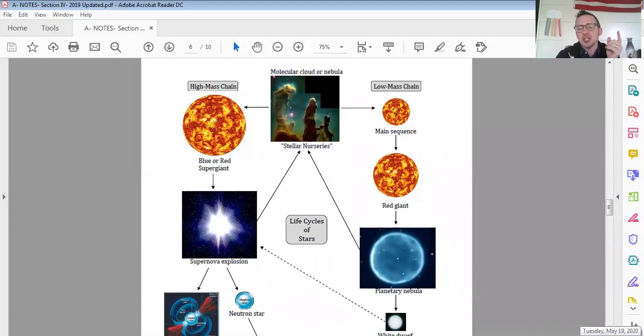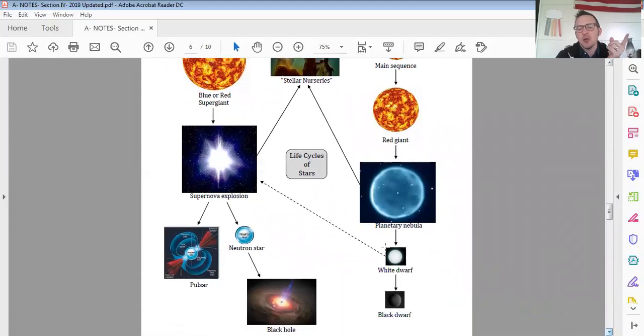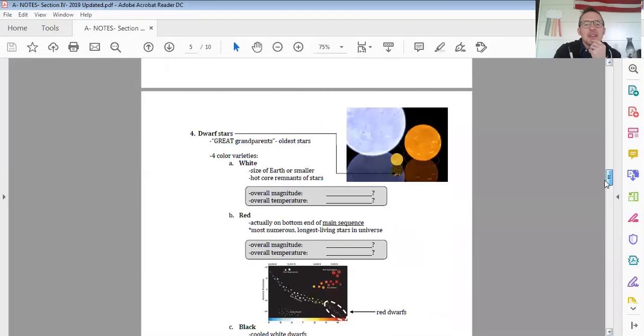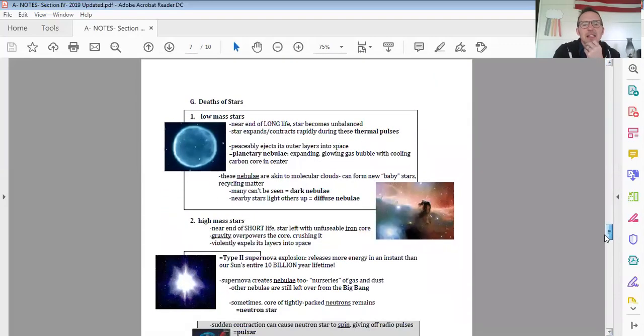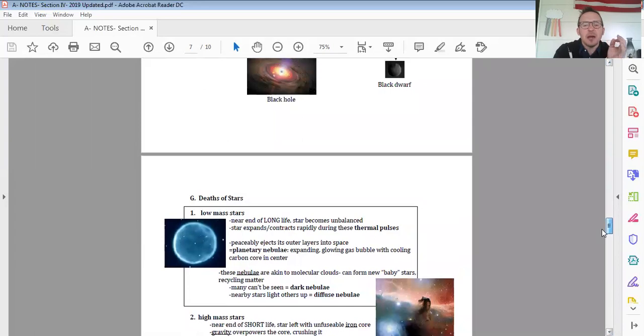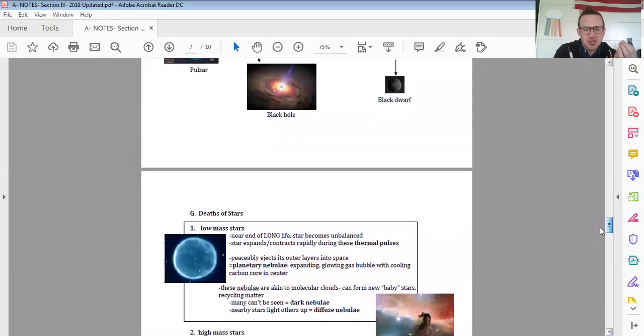Notice I didn't mention the one mysterious arrow going from white dwarf over to supernova explosion. This is the one and only time that a low mass star can supernova, but we'll talk about that in the final lecture. Okay, I think I just have one page to go here before it's time to ask some questions. So now everybody, let's talk about the deaths of stars.